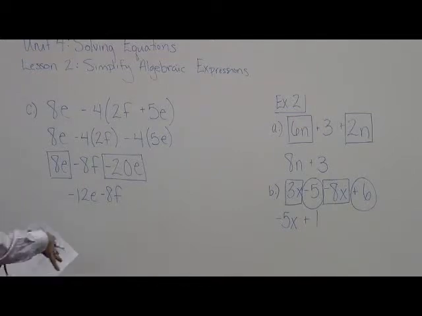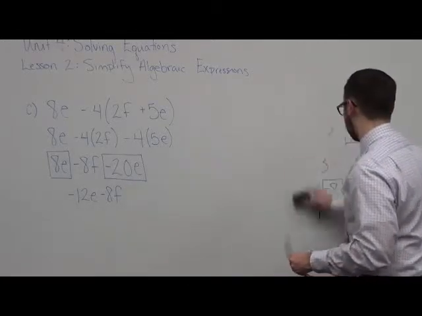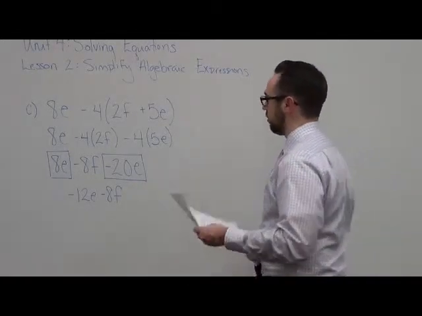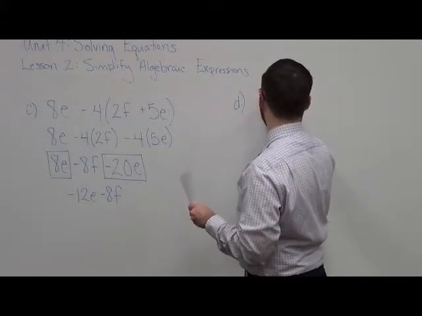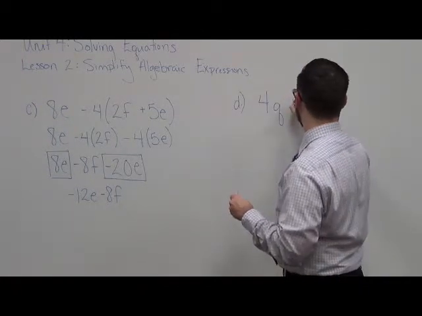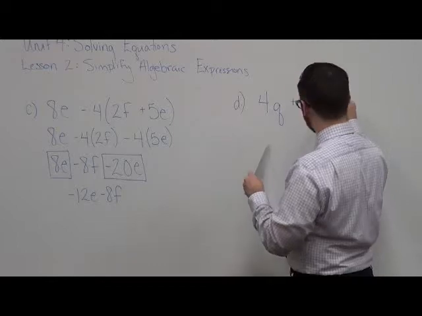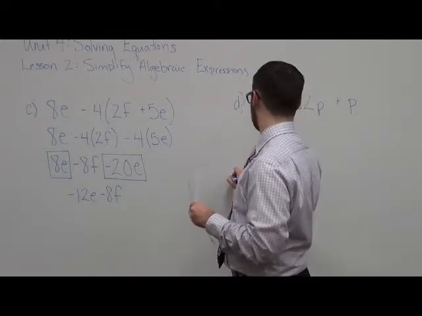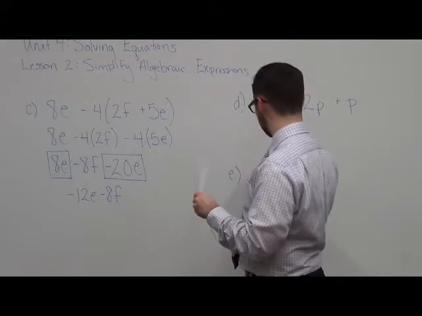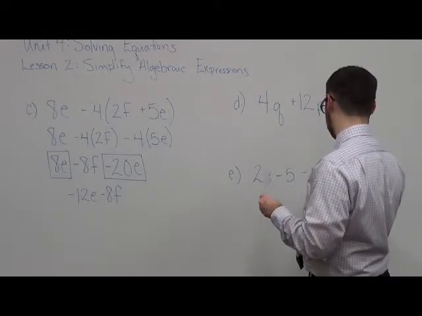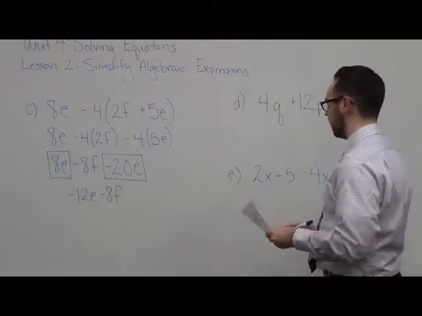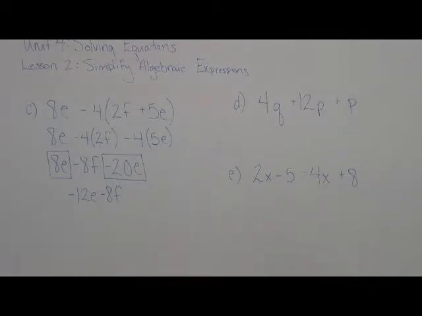So that's one of the more complex examples that we're going to have. So we'll get there and we'll continue to work on that. I want you to see one of those just so you are aware of kind of what's coming here. Alright, so go ahead and work on these two. So we have 4q plus 12p plus p. And then we have 2x minus 5 minus 4x plus 8. So go ahead and take a minute, complete those two examples, and then I'll put the answers up on the board.